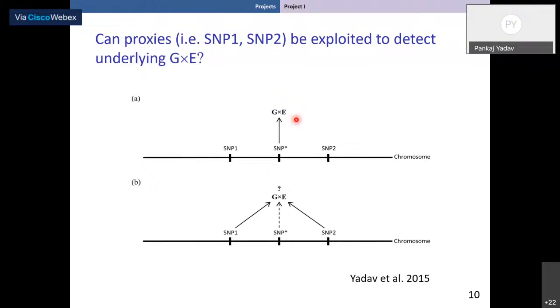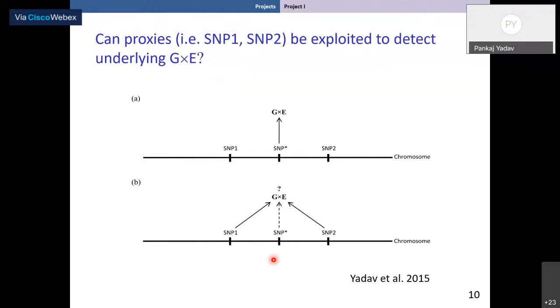Now the question comes: can we use the neighboring genes or SNPs to infer the underlying interaction effect, given that the SNP star is missing in our data? This can happen for several reasons, like quality control, or some technical issue where this region is not sequenced or genotyped by the machine. So the research question here is: in the absence of SNP star, can we use SNP1 or SNP2 as a proxy for SNP star to infer the underlying interaction effect? That is the question.